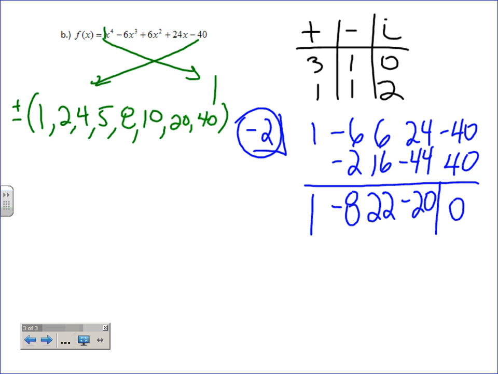Okay. So would it be wise to continue to try all the negatives? No. You know there's only one. You don't know it's rational, but you know once you find a negative, there are no more. So stop trying them. Okay.